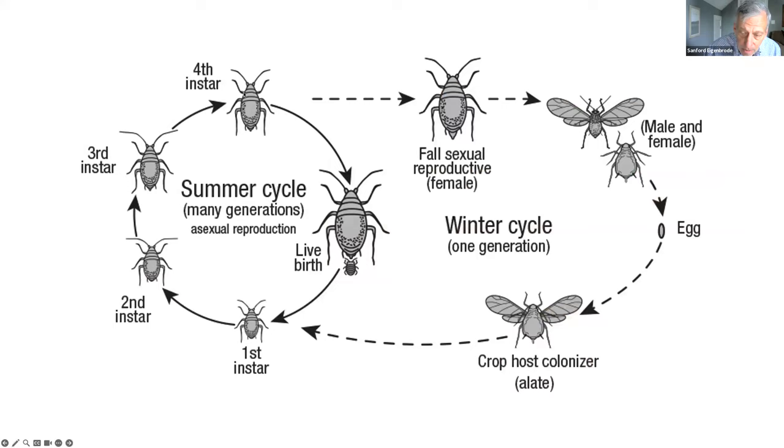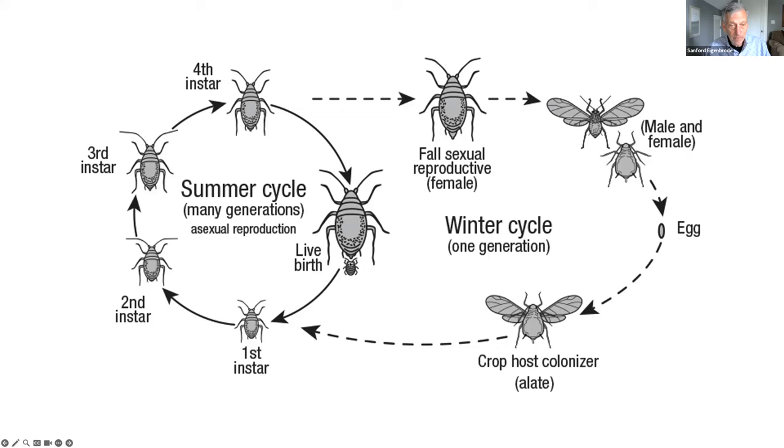And here's a typical life cycle for that. So in the winter cycle, which is typically one generation, it becomes sexual. Now we have males and females. There they are. Male has got wings now, female does not. She lays an egg. That egg hatches to produce a new winged form in the spring. The winged form flies to another host, the summer host, where there are many generations of parthenogenic with live birth.